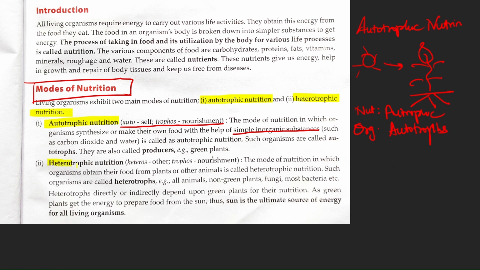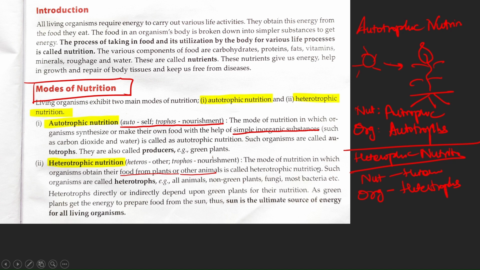Next, heterotrophic nutrition. Heteros means others, trophos means nourishment. So the nutrition is called heterotrophic, and the organisms are called heterotrophs. The mode of nutrition in which organisms obtain their food from plants or other animals is called heterotrophic nutrition. Such organisms are called heterotrophs. Example, all animals, non-green plants, fungi, most bacteria, etc. are heterotrophs, directly or indirectly depending upon the green plants.